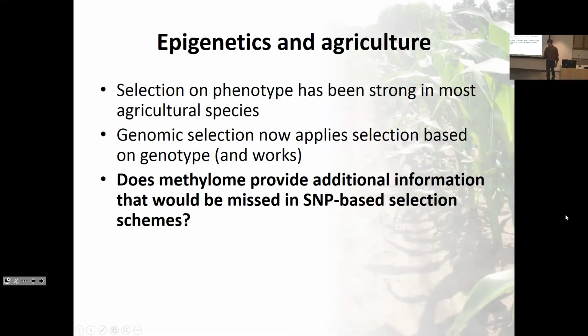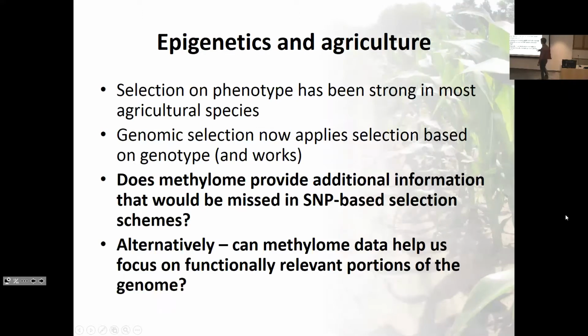The other alternative, and the other reason we can suggest that studying a methylome or an epigenome is important, is the idea that this type of data would help us find functionally relevant portions of a genome. So when we have a big species like maize, and I gave you those examples of distal regulatory regions, can this kind of information help us to find those?